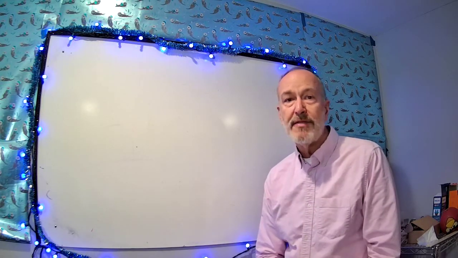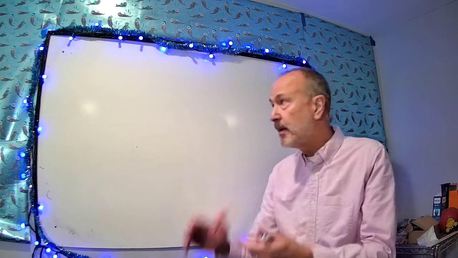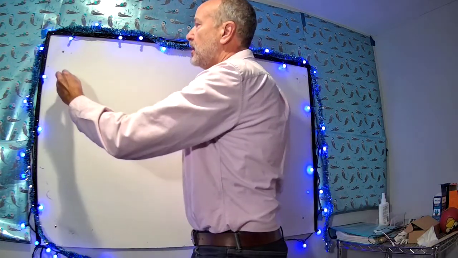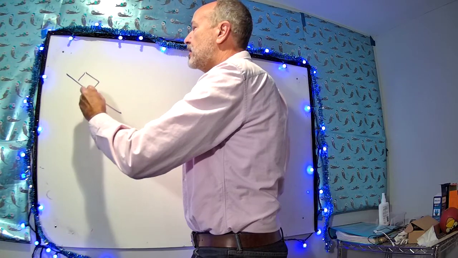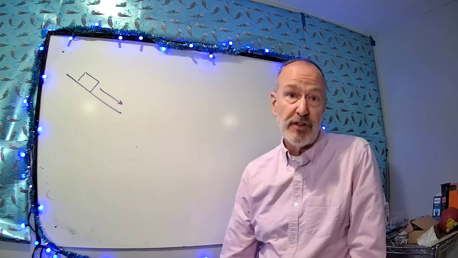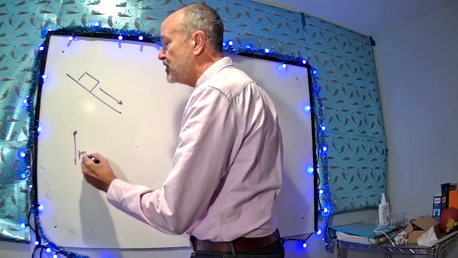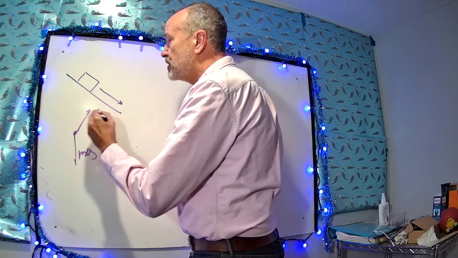I want to talk about why things roll. And in fact, we always talked about a block on a ramp, and we talked about that block sliding down a ramp. And maybe it's a frictionless ramp. If it's a frictionless ramp, the free body diagram is easy. It's just mg and the normal force.